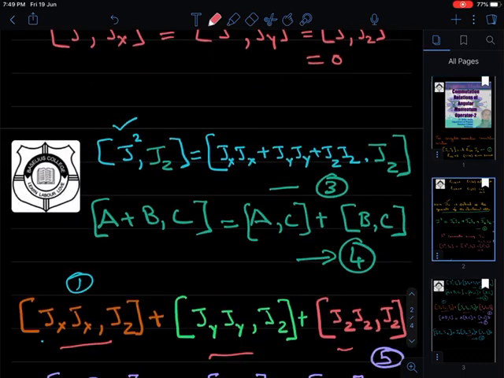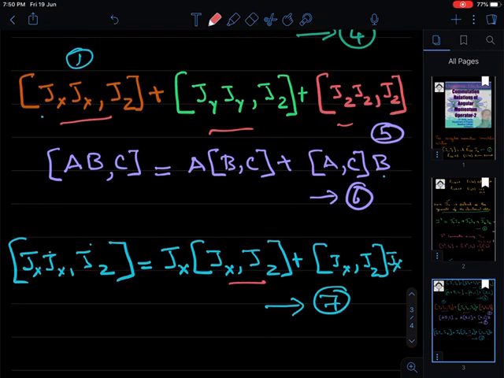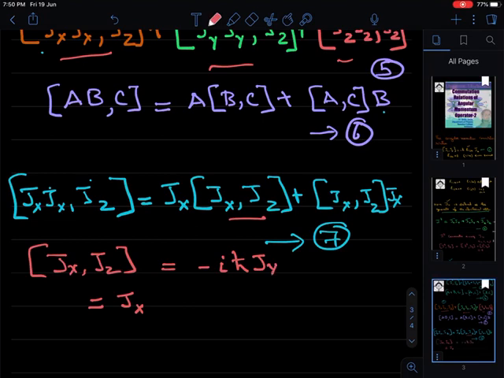Okay, so we'll just put it in this equation. So this equation becomes, tell me, it is equal to jx times jz. The jx, jz commutation is equal to, I told you, minus iħ jy. So it is minus iħ jy.